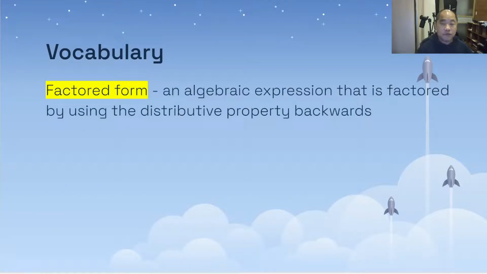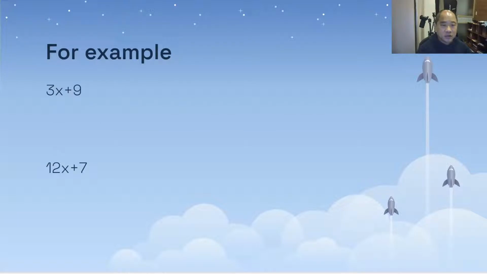So the factored form is an algebraic expression that is factored using the distributive property backwards. So what does that mean? If you have an expression like this one, then we can find the greatest common factor of the two terms. In this case, that's going to be 3. And we're going to be able to divide both the terms by 3, because that's the greatest common factor, right?